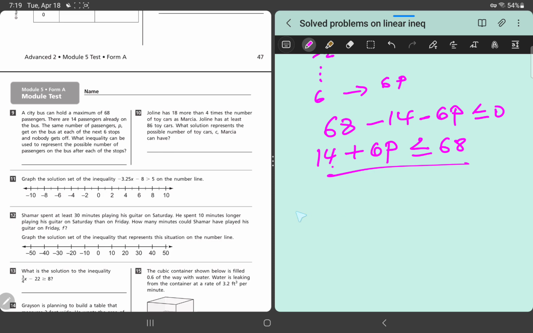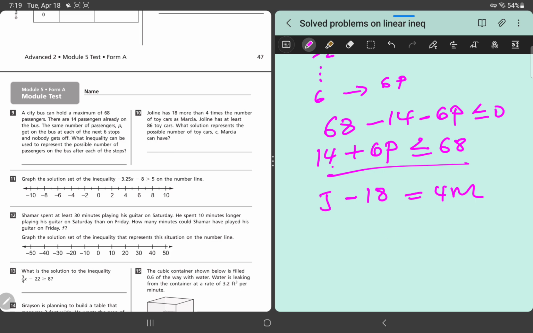Number 10 says a line has 80 more than 4 times the number of cars as Marisha. So when you just minus 80, you're going to get 4 times the number of Marisha's.